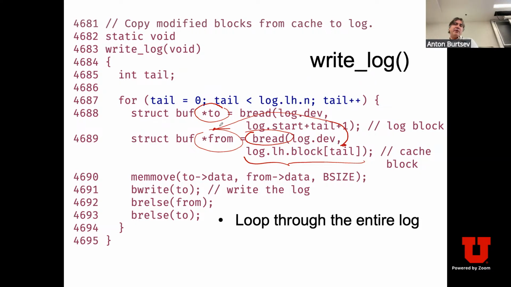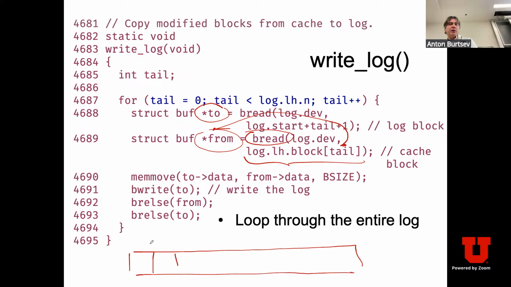So essentially, now you have pointers to 2 blocks. If this is your logging area on disk, this represents the to, and somewhere else is this block, the from. But essentially, we never wrote the from yet. So what we're doing, we're reading from the from. We did the 2 reads, and we're copying the data from the from buffer to the to buffer in memory. And then we're just writing the to. So this gets written on disk in the logging area. And then we release both of them.